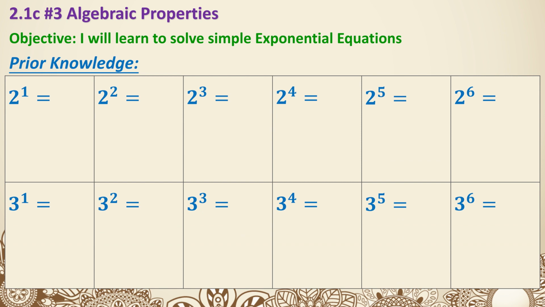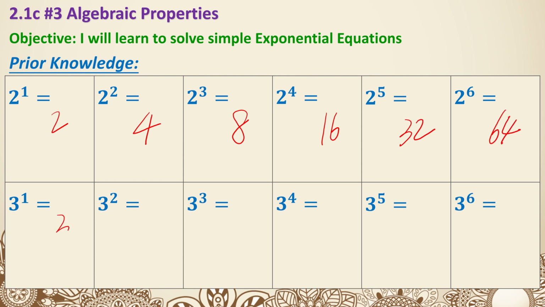Here are some exponent calculations that you should be able to do. Every single one of the next one, you're just multiplying by an extra 2 or 3. So 2 to the first power is 2. 2 to the second power, multiplied by another 2, is 4. 2 to the third power is 8, 2 to the fourth power is 16, 2 to the fifth power is 32, and 2 to the sixth power is 64.